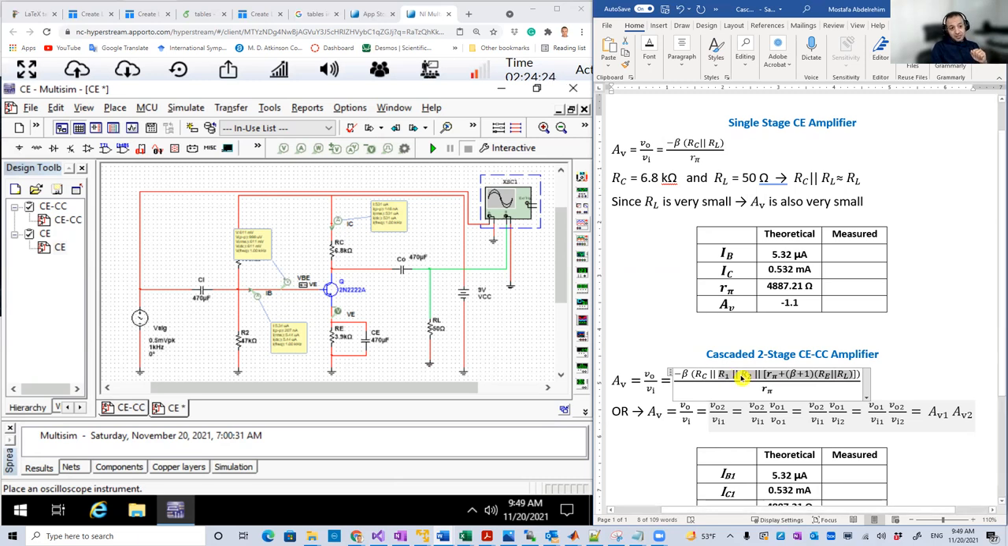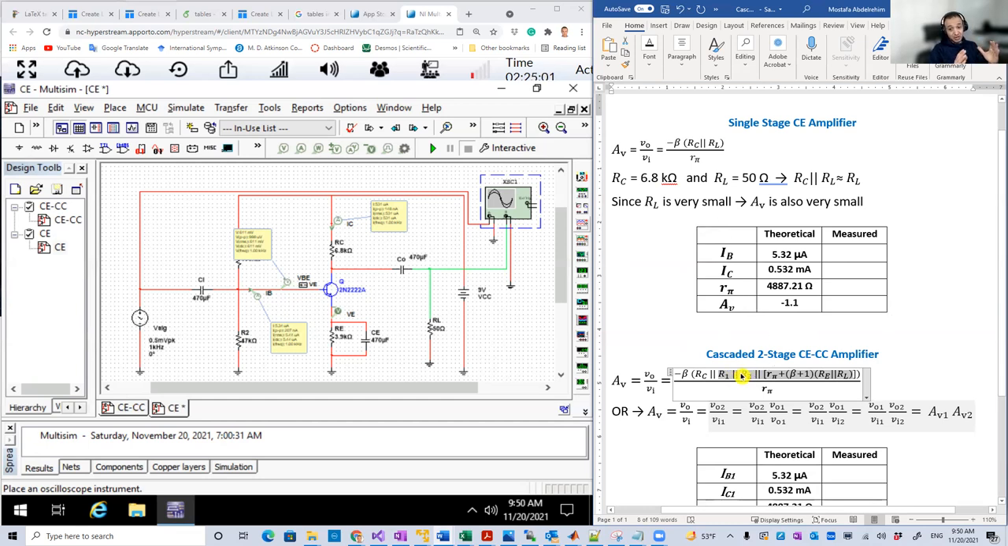So if we neglect R1 and R2, it will be R by plus beta plus one R E barrel RL. Okay. So that's really now easy to see that this term is bigger than RL. And remember, we didn't get enough amplification because of RL, it was very small compared to RC. RC was 6.8 kilo ohms, RL was 0.05 kilo ohms or 50 ohms. That's why we have this very small amplification.